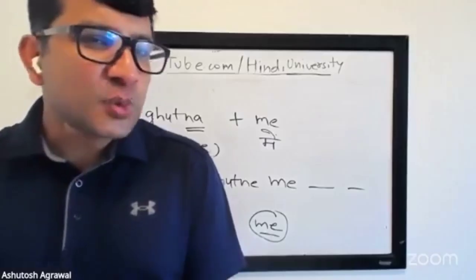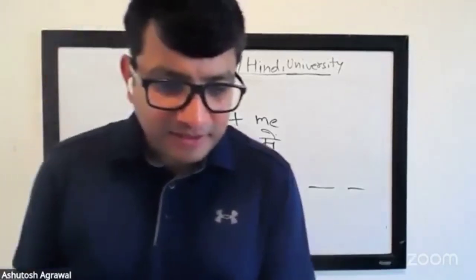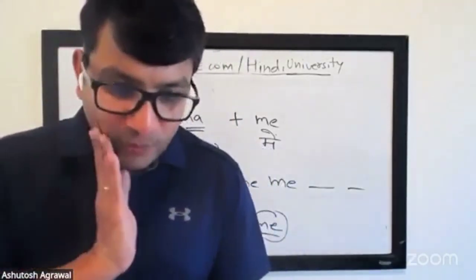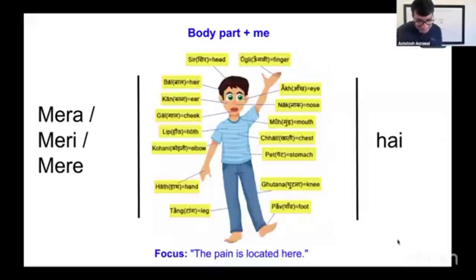So there is a word for swelling for sure, which is sujan. We'll talk about that. Mere, if there is a swelling here, you can say mere daant mein sujan hai. Sujan is like a swelling. People do use generic words, pareshani or pida, but we'll come back to that. Mere ungli pe dard hai. Beautiful.